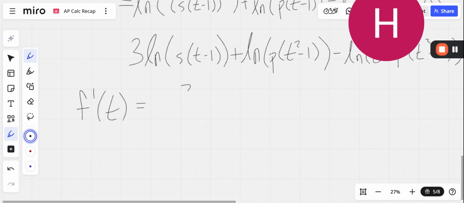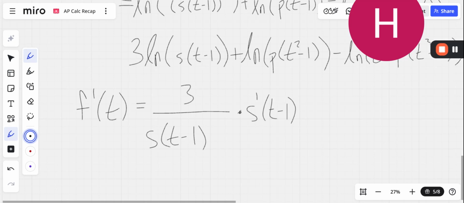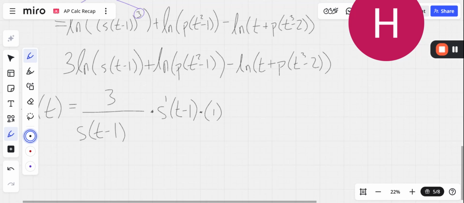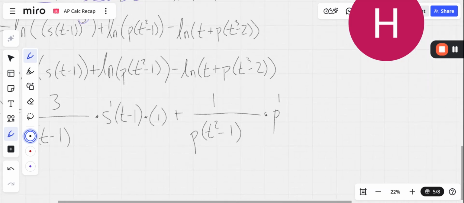F prime is going to be 3 over s of t minus 1, but then multiply by the derivative. So that's going to be s prime of t minus 1. And then technically we have to multiply by the derivative of the inside of that, but the derivative of the inside of that is just 1. So not bad. Plus, let's use the ln rule, 1 over p of t squared minus 1 times the derivative p prime of t squared minus 1 times the derivative, which is 2t.